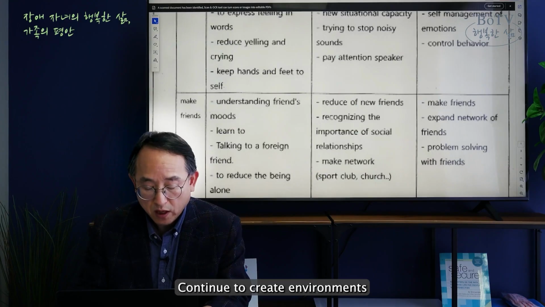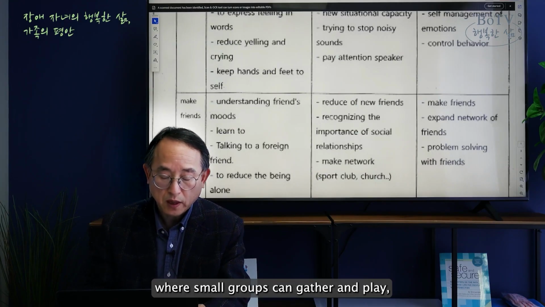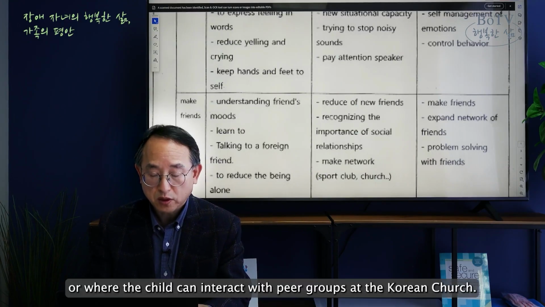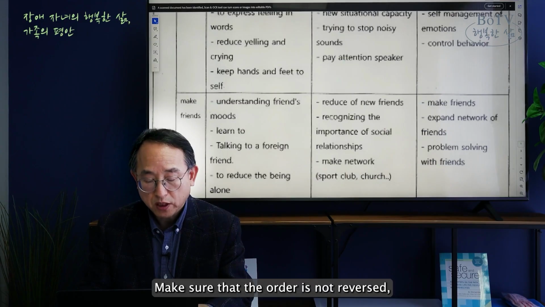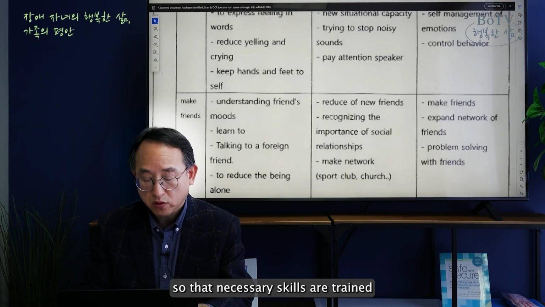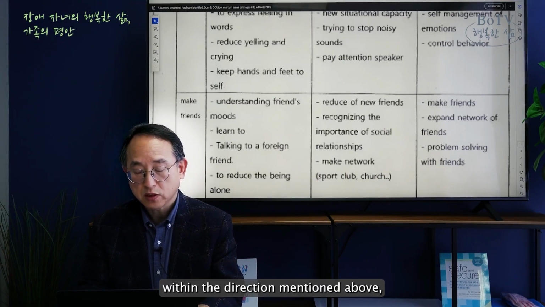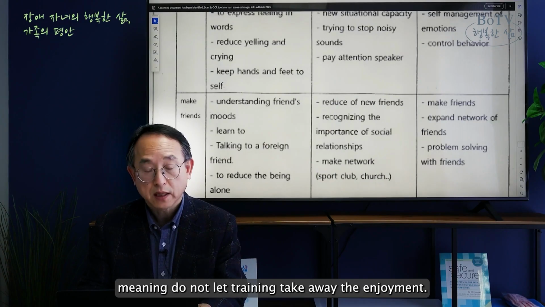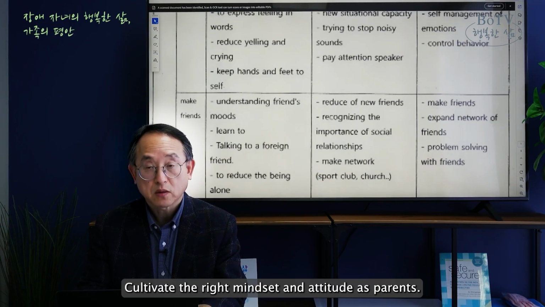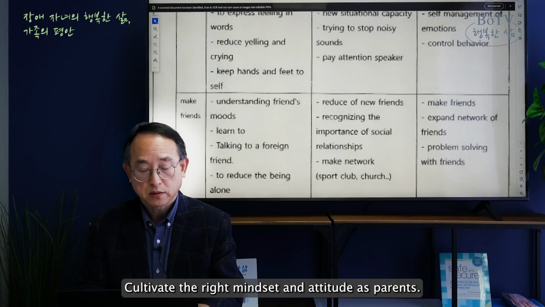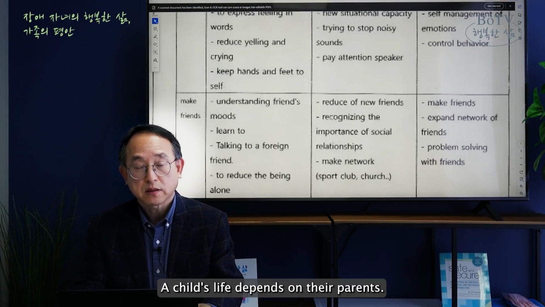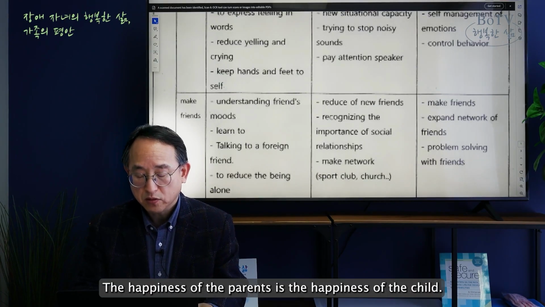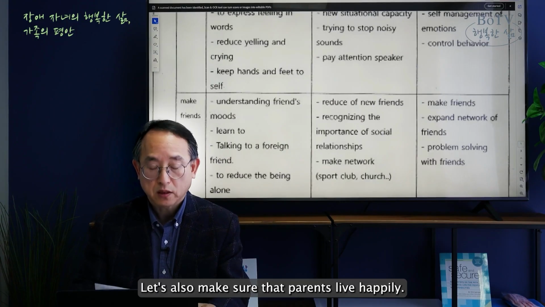Continue to create environments where small groups can gather and play, or where the child can interact with peer groups at the Korean church. Make sure that the order is not reversed, so that necessary skills are trained within the direction mentioned above. Meaning, do not let training take away the enjoyment. Cultivate the right mindset and attitude as parents. A child's life depends on their parents. The happiness of the parents is the happiness of the child. Let's also make sure that parents live happily.